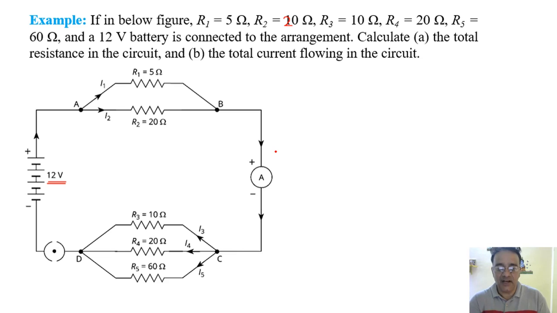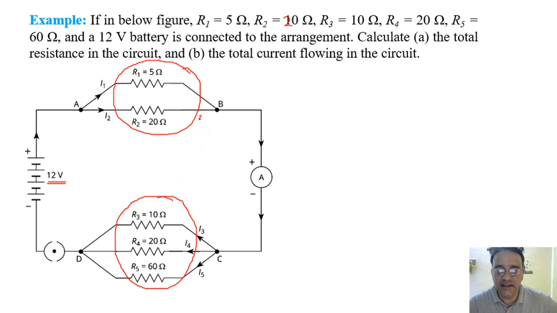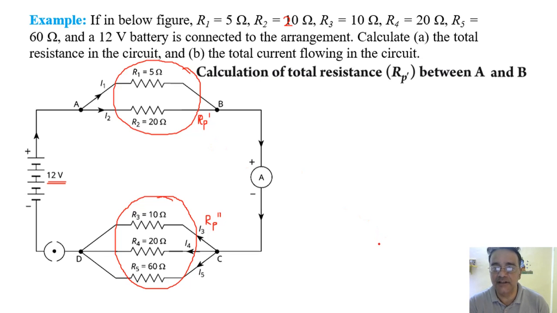Now see, this is the combination of two circuits. These two are connected in parallel and these three are connected in parallel. So what will we do? We'll find an equivalent resistance of this one, let it be RP dash, and an equivalent resistance of the other, let it be RP double dash. After calculating the equivalent resistances, both will be in series, so we will add them. So this will be our process. Let us start with the first one, RP dash.